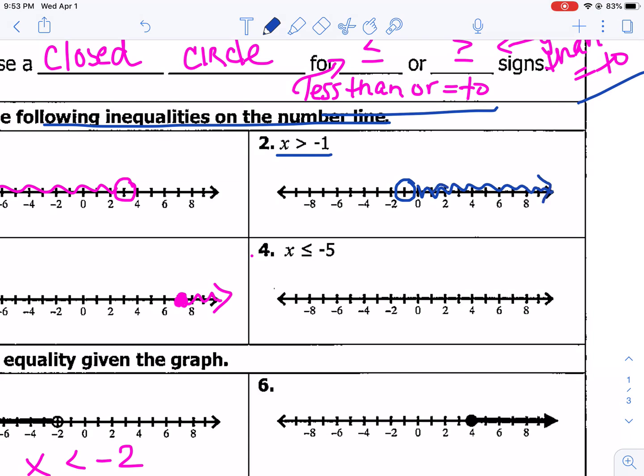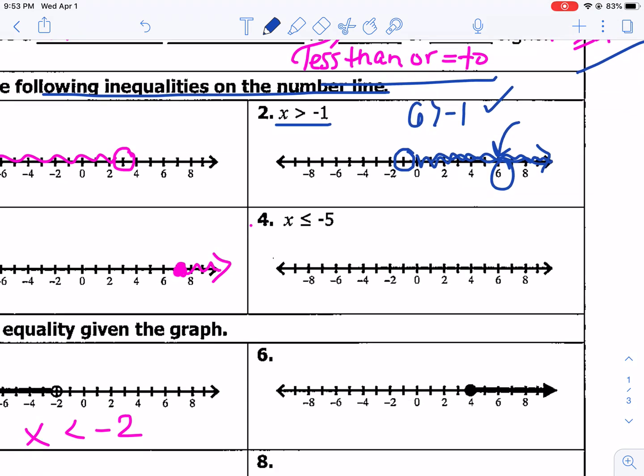So I'm going to shade in. Therefore, I can plug any of these values in for x, and they would be true statements. So let's choose 6. 6 is greater than -1. True. Awesome.